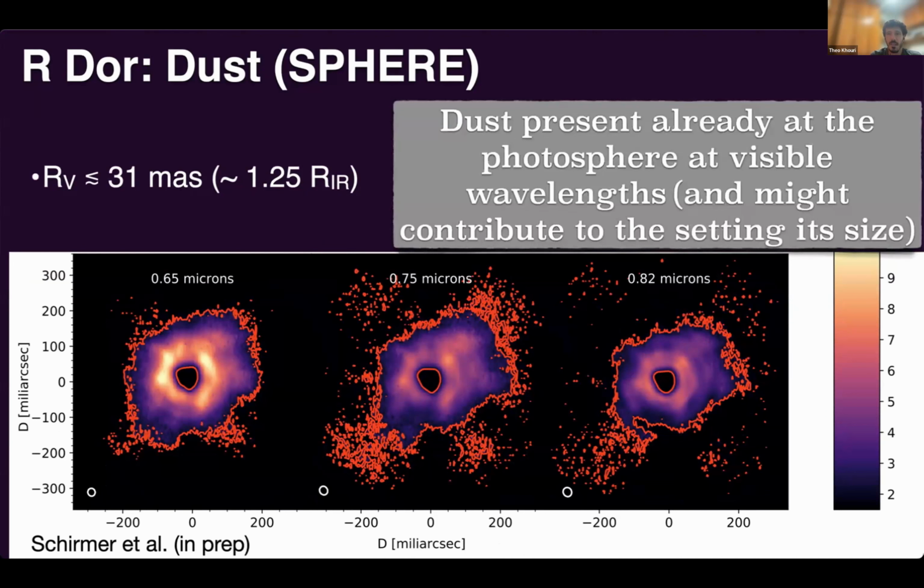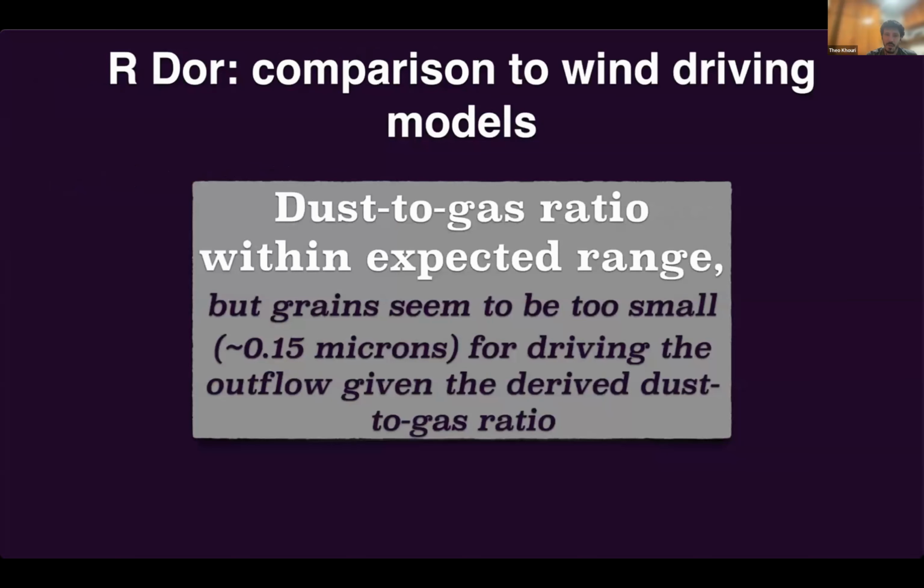And one thing that I think is interesting to point out when I was preparing the talk is that we see dust basically at the visible photosphere. We cannot make the inner radius of the dust envelope much larger than the visible photosphere. So at 1.25, the infrared radius, there seems to be dust already there, which I think is very interesting. Yeah, it's something that I thought was good to mention. But then we're still working on this model.